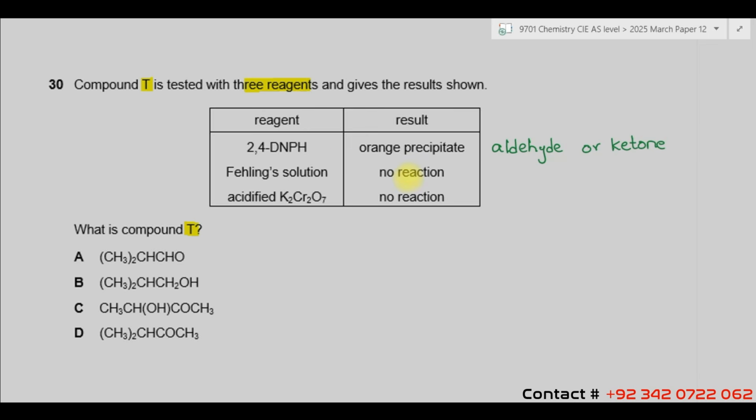Fehling's solution gives no reaction. No reaction means that it is not an aldehyde, because an aldehyde gives a positive result with Fehling's solution. So this is not an aldehyde. Acidified potassium dichromate has no reaction. Acidified potassium dichromate can convert an aldehyde into a carboxylic acid, but it cannot convert a ketone. So this means it is not an aldehyde. So from this, the possible option could be a ketone.